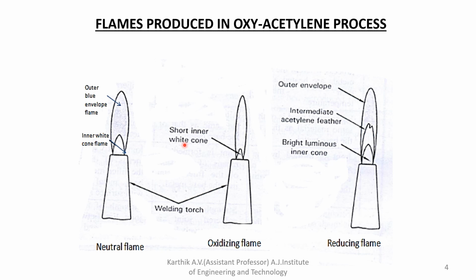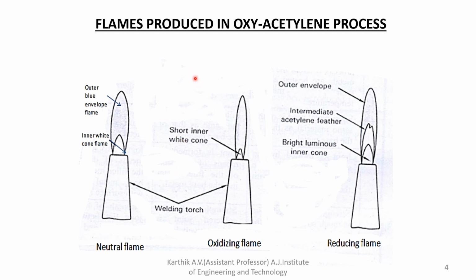So that is nothing but the short white cone, which is very short, you can observe. Along with that, the blue flame envelope is longer, you can observe in the torch. Only when the oxygen gas percentage is higher and the acetylene gas percentage is lesser, you can observe this type of flame.